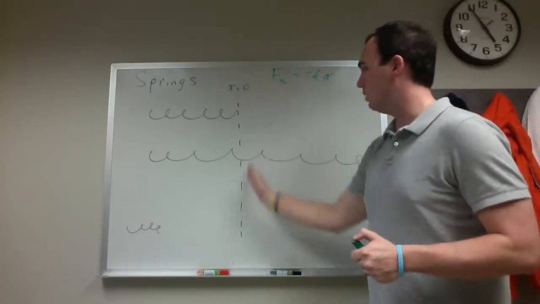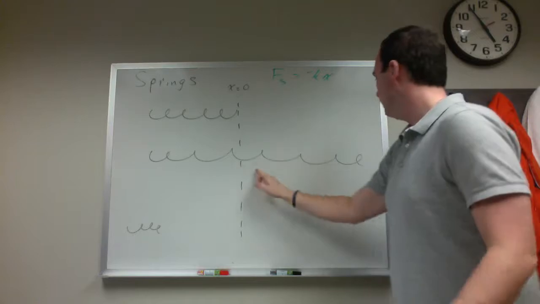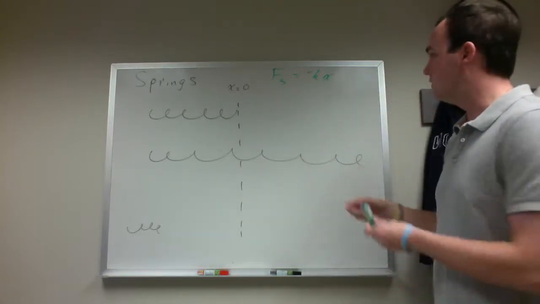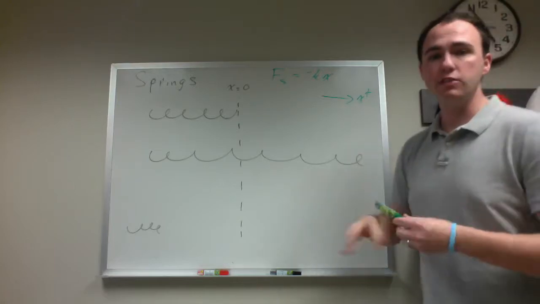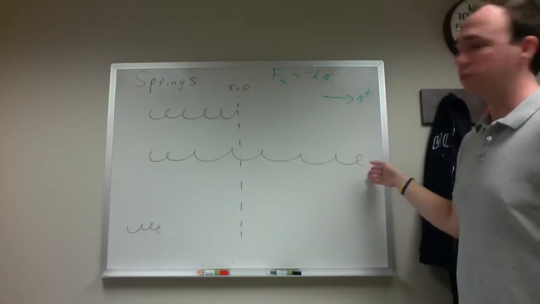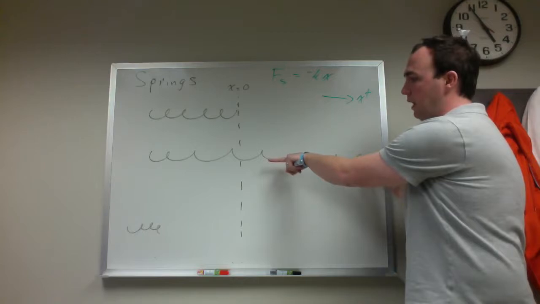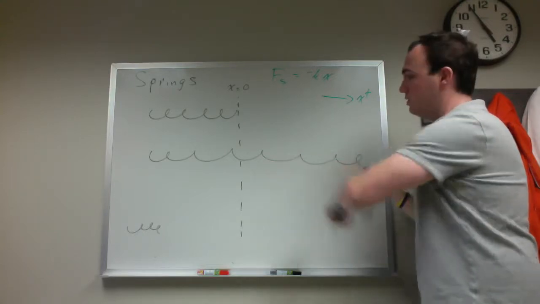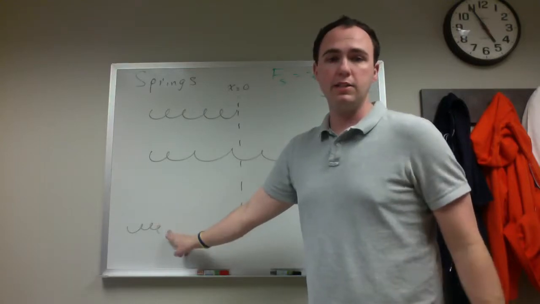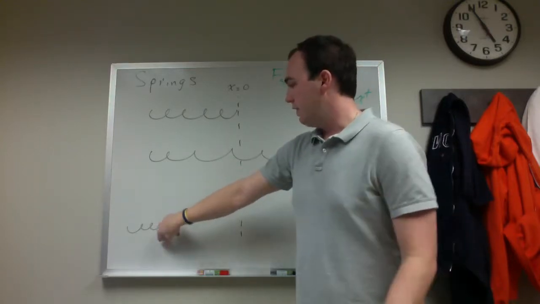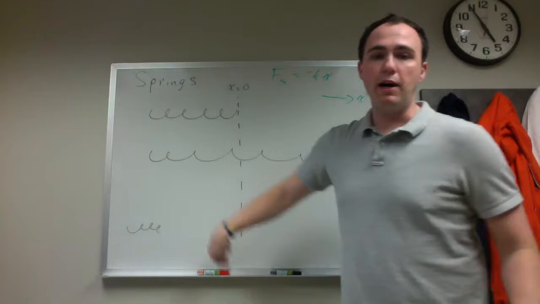So x equals 0 is where the spring is relaxed. If I call this the positive x direction, and I have the spring extended in the positive x direction, well then the spring's going to apply a force back towards 0, which would be negative in this case. And if I have the spring compressed in the negative x direction, then the force is going to be positive.